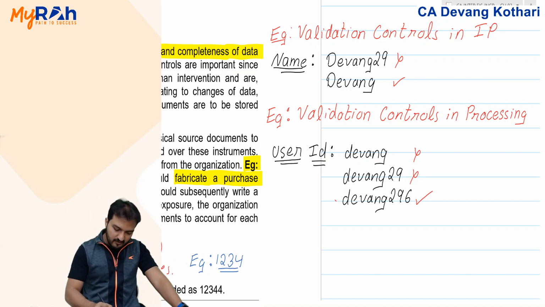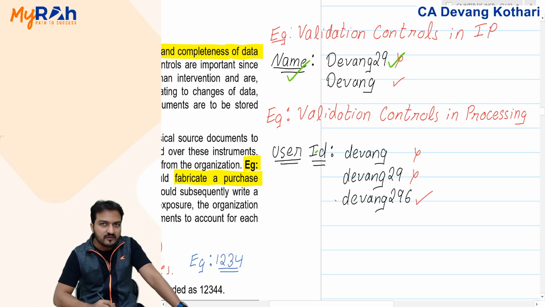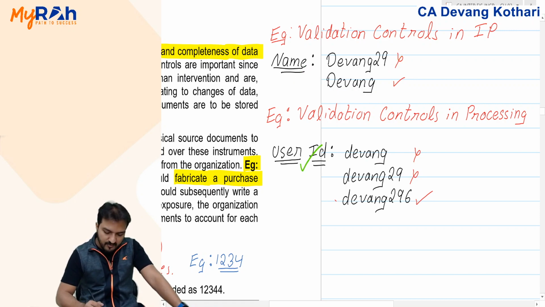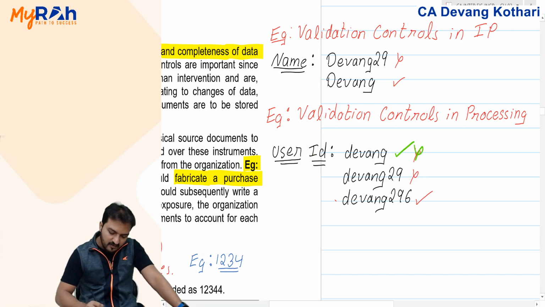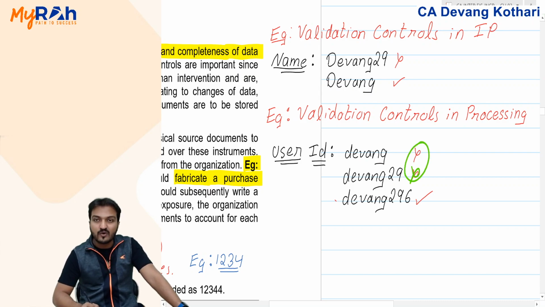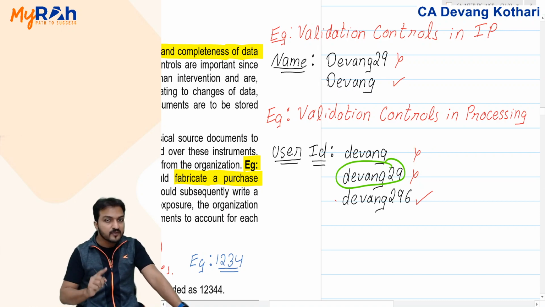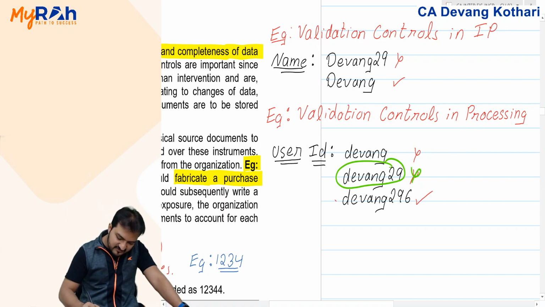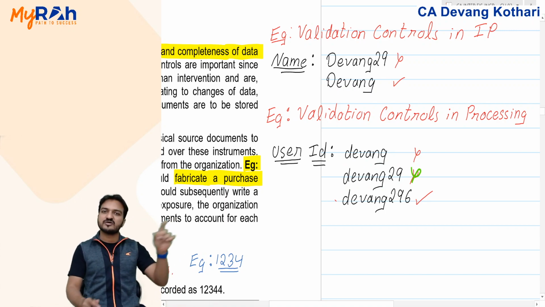For example, in the name field, number was not allowed, but in the user ID field, number will be allowed. But in the user ID field, if I write just the name Devang, it was rejected. If I write Devang with number 29, again it was rejected. Remember, why did this rejection happen? Was it rejected because this is invalid input? No, input is not wrong, but then why was this rejected? Well, it was rejected because somebody else already had that same user ID.